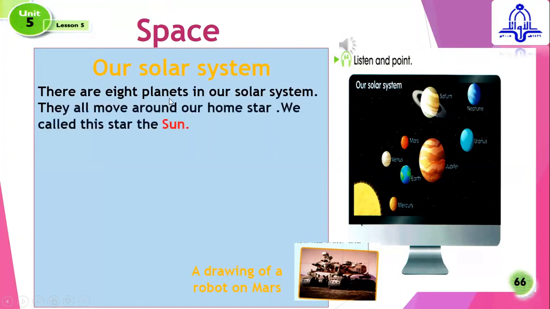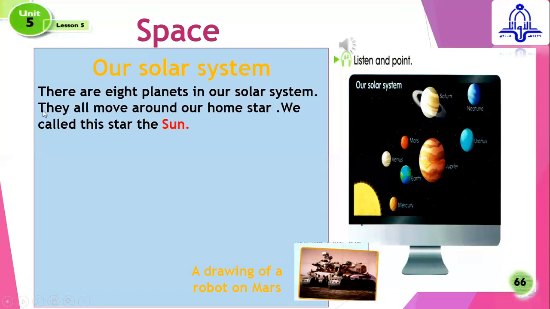There are 8 planets in our solar system. They all move around our home star. We call this star the sun. Again, there are 8 planets. هنالك 8 كواكب. Planets يعني كواكب. In our solar system. في نظامنا الشمسي. They all move around our home star.